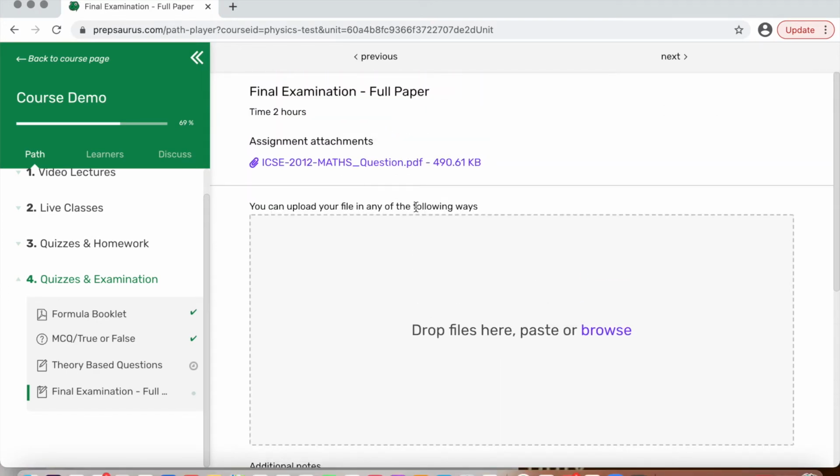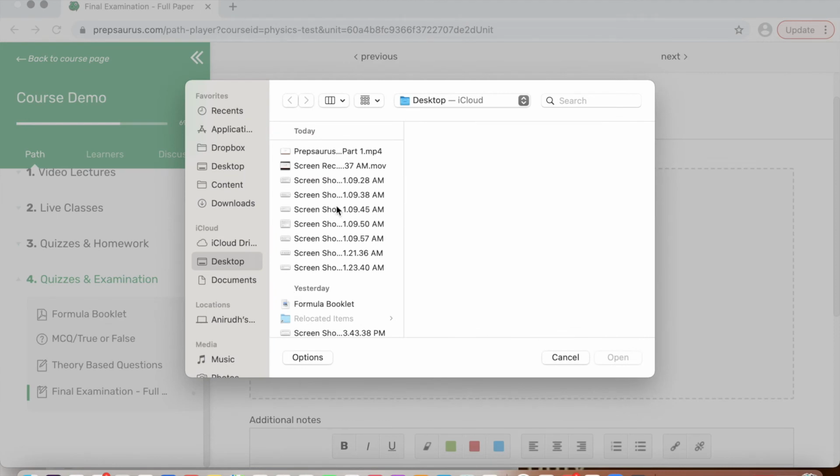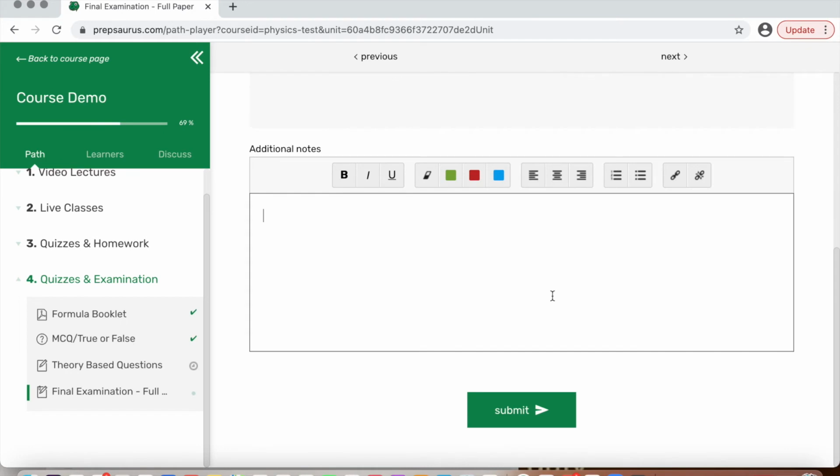Once done, the student can then fill in all the answers in a particular piece of paper, take the photos, convert it into PDF, and upload the file as one solution. This is a slightly cumbersome process, but if the system requires that the solution be uploaded in one go, there is an option for it as well. Additionally, the student can provide some notes. This is my final answer, and then upload it.